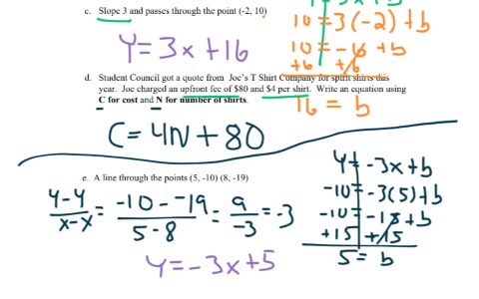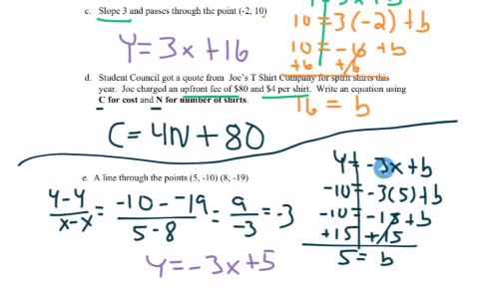So for this one, you should have had an answer of y equals negative 3x plus 5. I found my slope by doing change in y divided by change in x. So negative 10 minus negative 19 gives me a positive 9. Make sure you do minus your negative. And then 5 minus 8 is negative 3. When I divide, I get a negative 3.